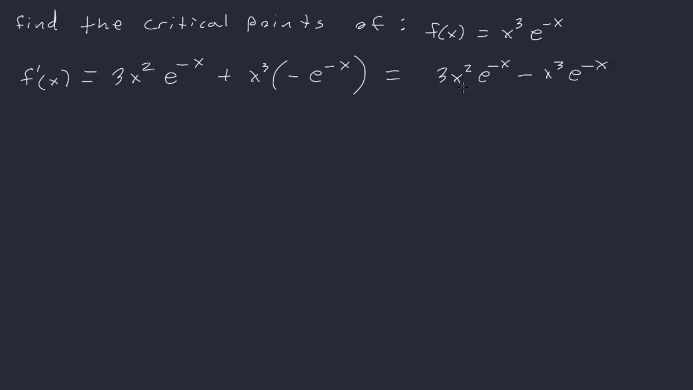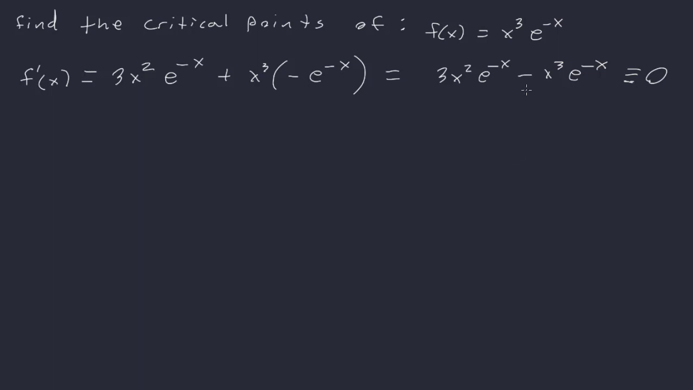Now, one thing to note, e^x and x³ are continuous everywhere, and this will be too. So nothing is going to cause this to be undefined, right? So this will be defined everywhere, so we don't have to worry about that. So now we just set this equal to 0 and solve.